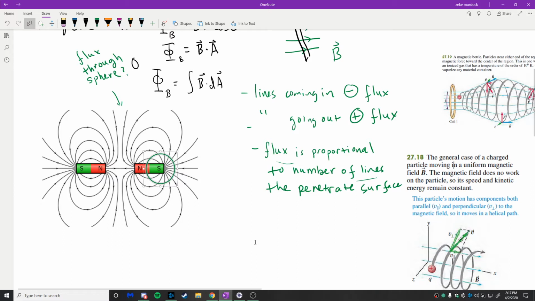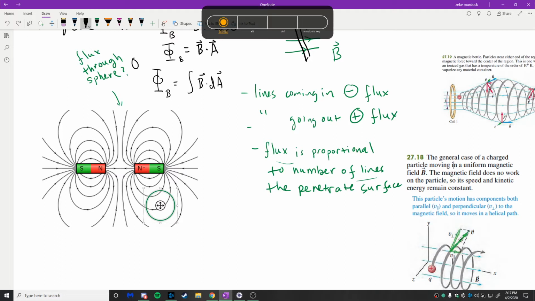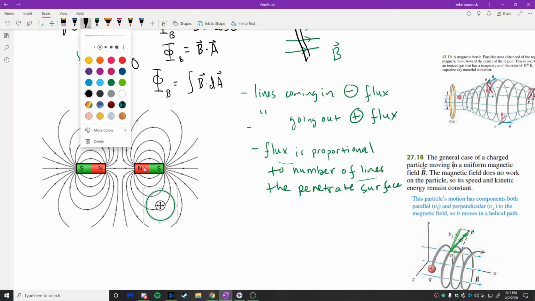Hold on a second. Let me make sure this is gonna work. It's not showing all the lines. There's lines inside of the magnet, by the way. I mean, I can draw them on here. It's not going to look great, though, because they're so bunched up. I picked a really bad picture for this.